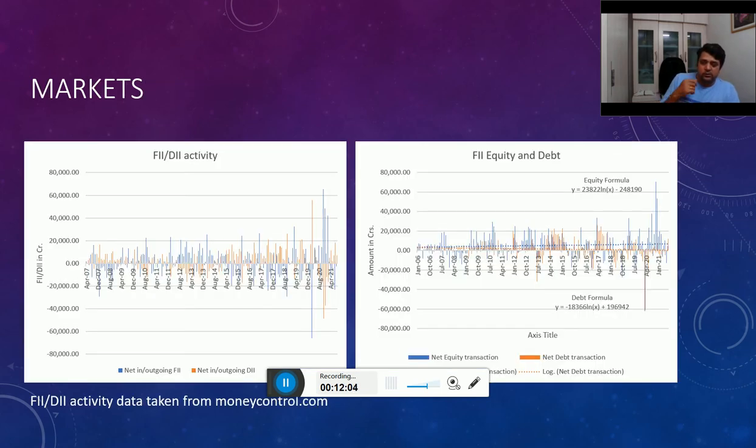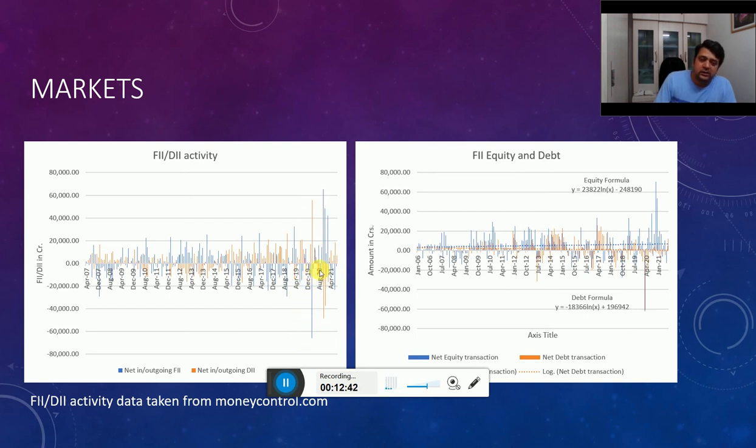Now I will justify my statement with these two charts. On your right side you will see the FII DII activity, wherein you will see that in the last 2 years there is a lot of the highest activity happening in the stock market. The FII has sold a lot during December to April 2020, and the DII has purchased. So the red is the DII and blue is the FII.